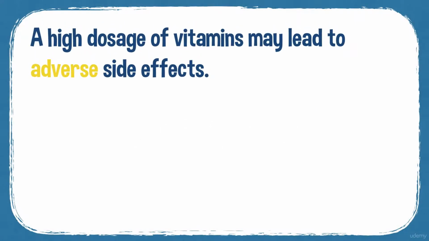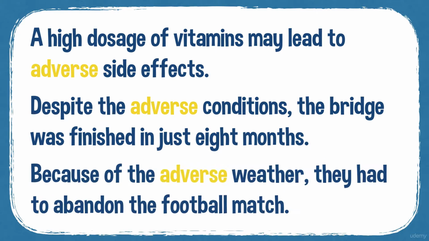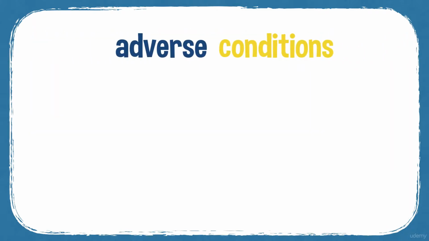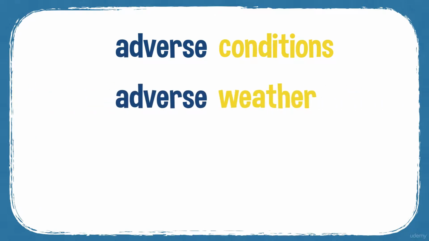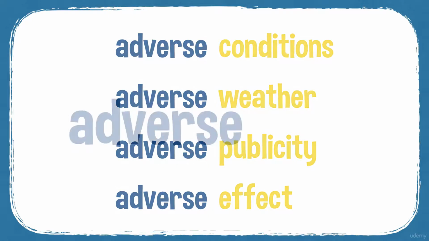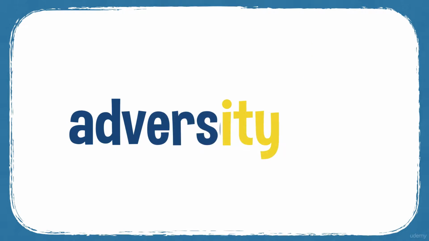Here are some example sentences. A high dosage of vitamins may lead to adverse side effects. Despite the adverse conditions, the bridge was finished in just 8 months. Because of the adverse weather, they had to abandon the football match. So some common collocations: adverse conditions, adverse weather, adverse publicity, adverse effect. And adverse is an adjective, but you can turn it into a noun with adversity and into an adverb, adversely.